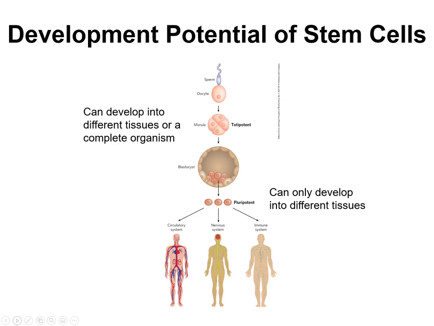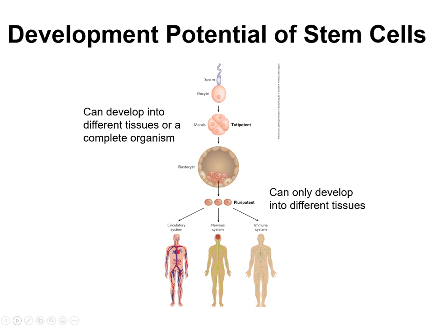So when we look at the development potential of stem cells, when you have fertilization of an oocyte, you create the morula, which is a complex of totipotent cells. So they will develop and give rise to all of the things to make a whole person. When you make a blastocyst that has all of that, the totipotent cells, you're going to have some pluripotent cells that are created that can differentiate into the different tissues.